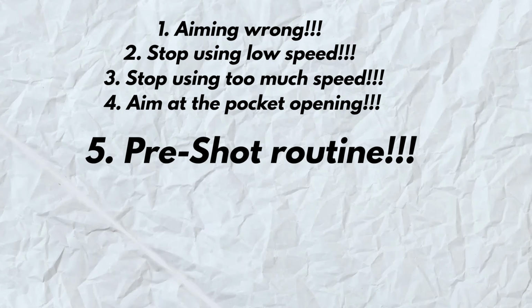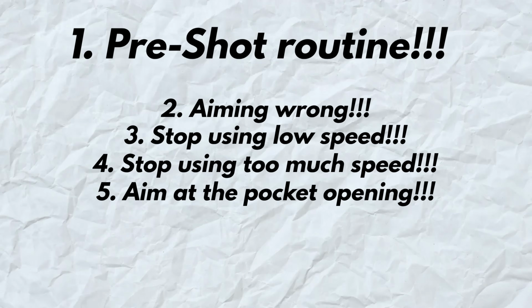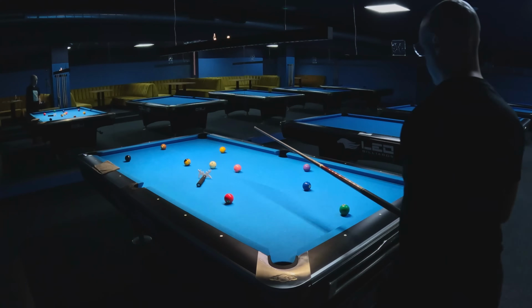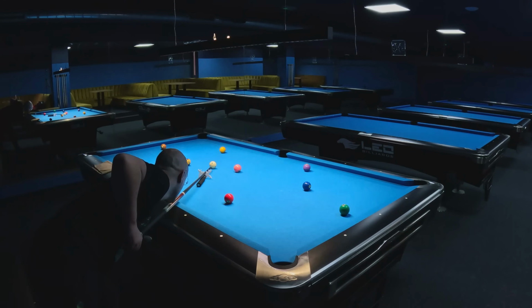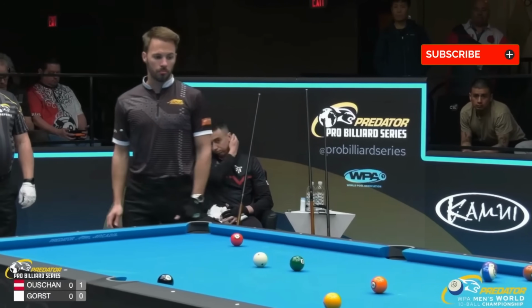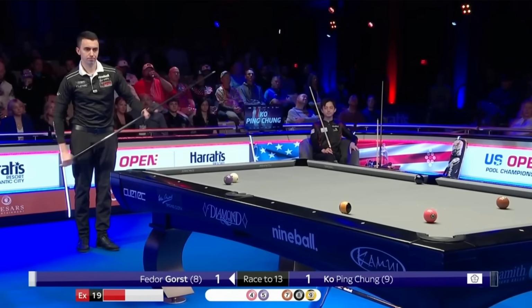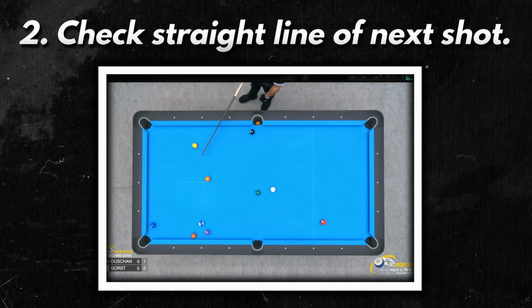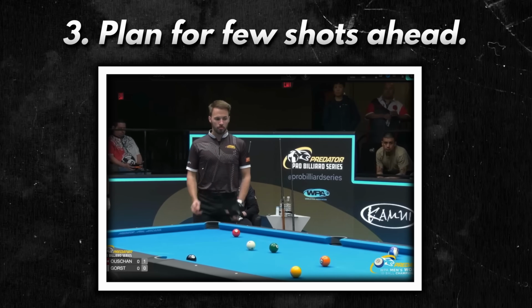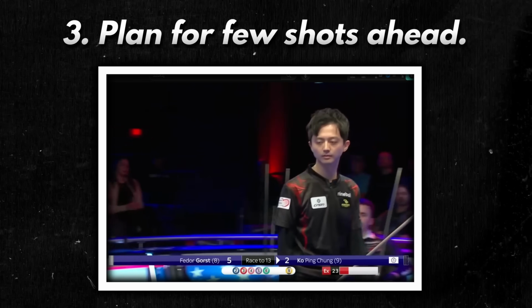And this is actually the first very important factor from which we should start all our subsequent activities. The pre-shot routine is a set of things you should always do before you step into the shot. And we can look closer at the pro pool players again and what kind of things they do before executing a shot. Analyzing the situation on the table, they chalk their cues and they check the straight line of the next shot. They always think a few shots ahead and prepare each next move as carefully as possible.